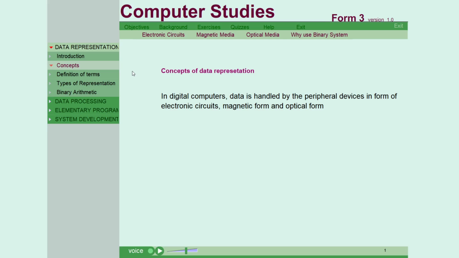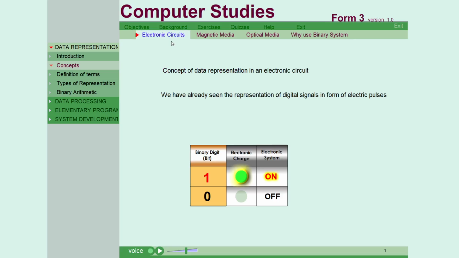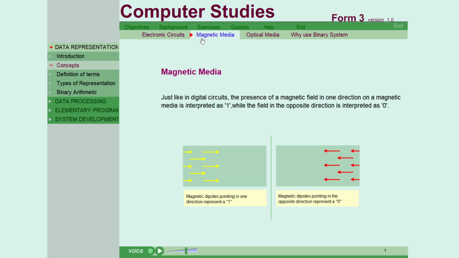In digital computers, data is handled by peripheral devices in form of electronic circuits, magnetic form, and optical form. We have already seen the representation of digital signals in form of electric pulses. Just like in digital circuits, the presence of a magnetic field in one direction on a magnetic media is interpreted as 1, while the field in the opposite direction is interpreted as 0.